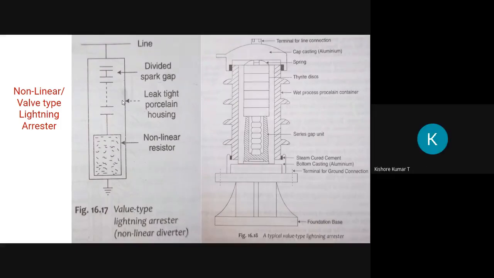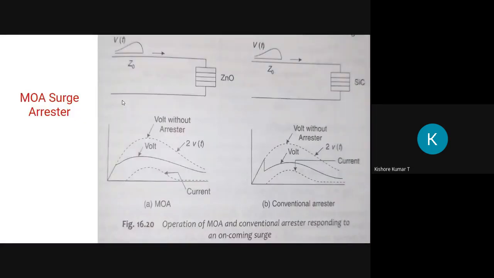So in the last class, we finished the expulsion type lightning arrester and the non-linear or valve type lightning arrester. Now coming to the last type of lightning arrester in your syllabus, the metal oxide surge arrester or metal oxide surge diverter. In short form, it is called MOA, metal oxide surge arrester.